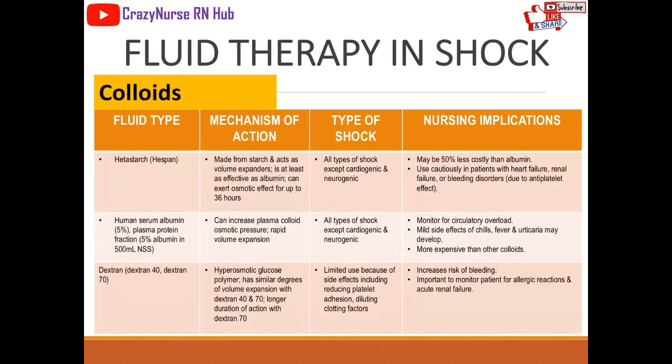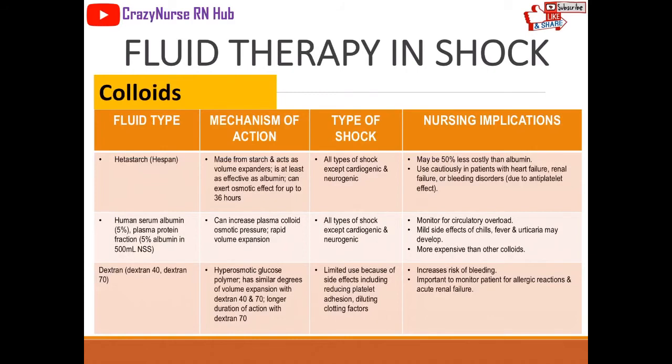Now we have your colloids. So first we have your hetastarch or hespan. It is made from starch and acts as volume expanders. It is at least as effective as albumin, can exert osmotic effect for up to 36 hours. And it is indicated for all types of shock except cardiogenic and neurogenic. It may be 50% less costly than albumin, and it is used cautiously in patients with heart failure, renal failure, or bleeding disorders due to antiplatelet effects.